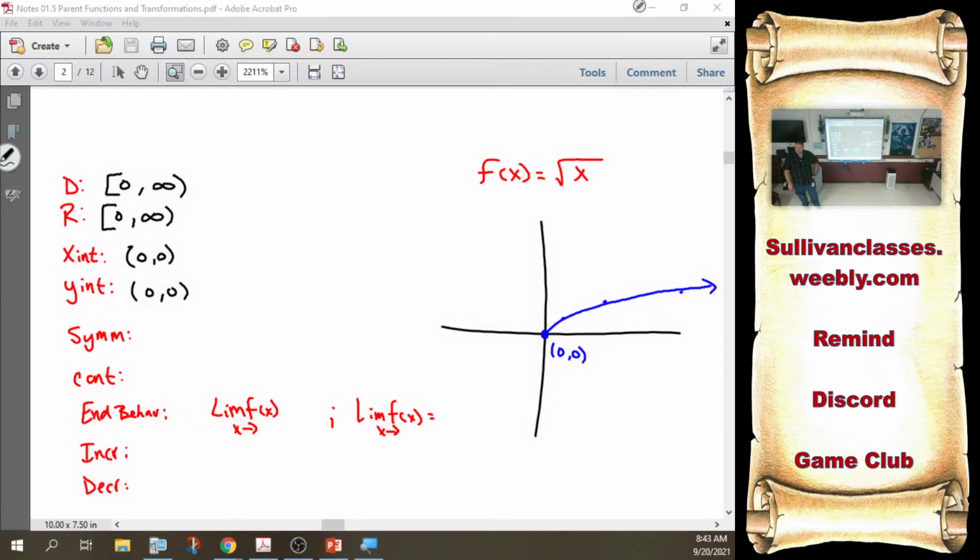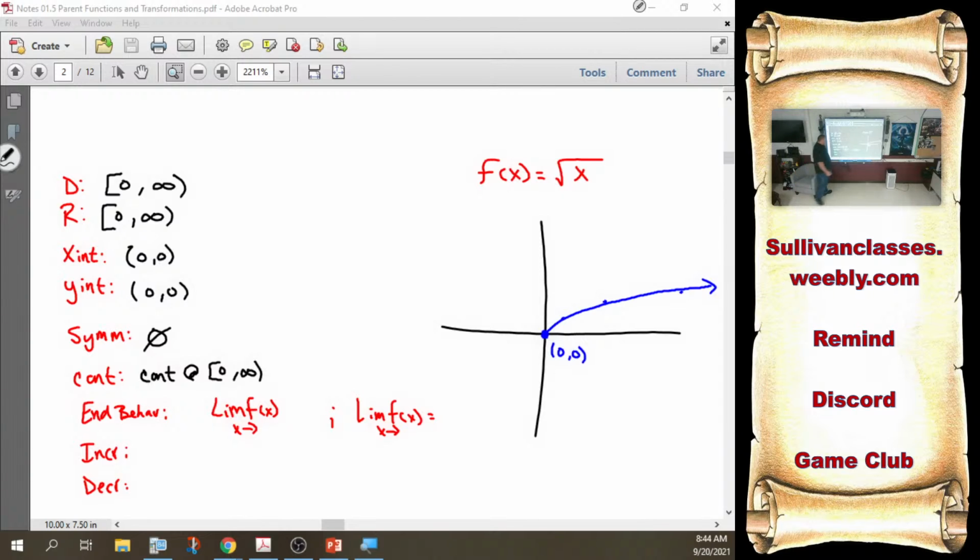Symmetry. Nothing. It's not symmetric to anything. Continuity. Are there any gaps in it? Is there any vertical asymptotes? Are there any holes? Or is there any jump discontinuity? No. So it is continuous, but you have to say continuous where? Because if I just say continuous, I'm assuming all real numbers. But is it continuous back here at -6? So I have to say continuous at 0 to infinity. Continuous along its domain.